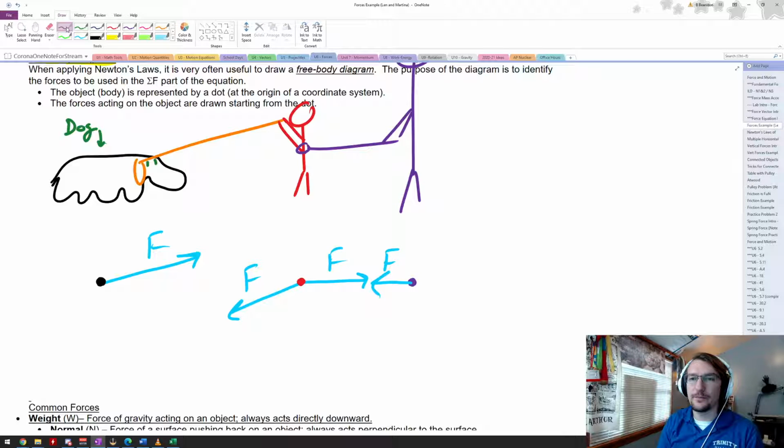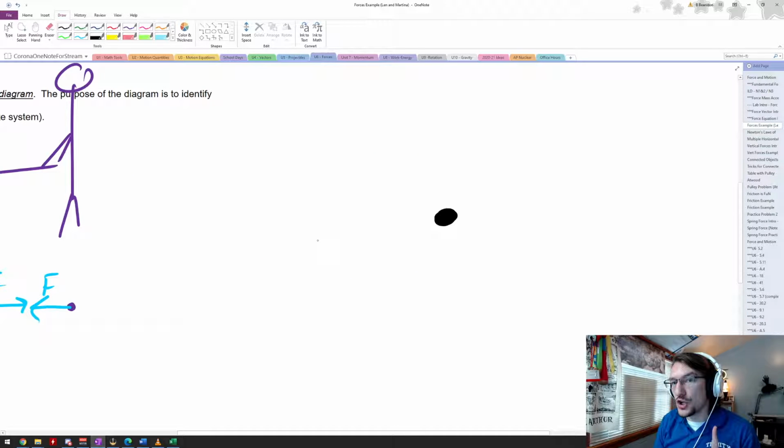It's also very important to recognize that when we draw a free body diagram, so here's a dot of, I don't know, a giraffe or something, whatever. Do not put arrows going into the dot like that. That's not a thing. If you put arrows going into the dot, you haven't really drawn a free body diagram. You always want your arrows to go from the dot out.